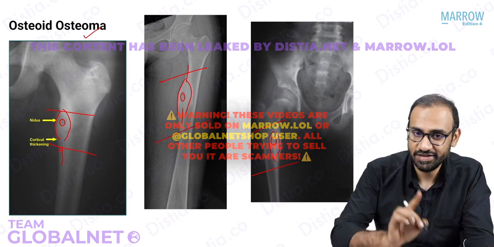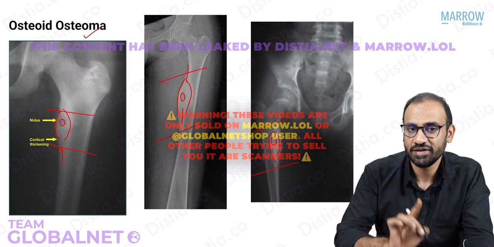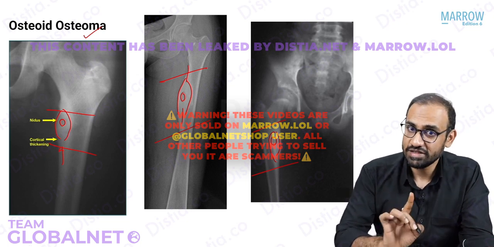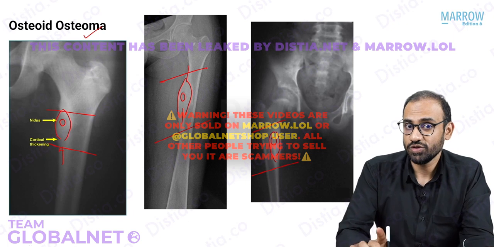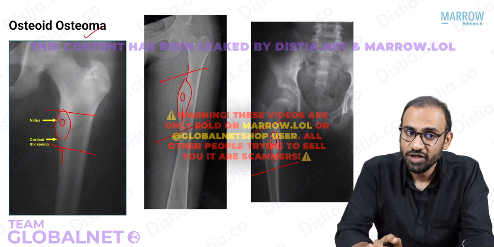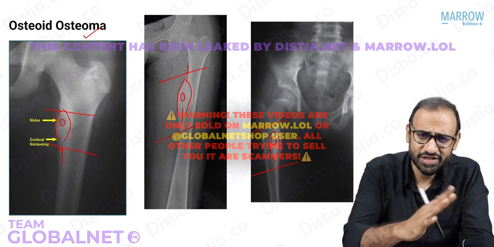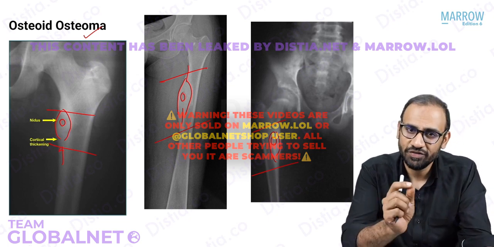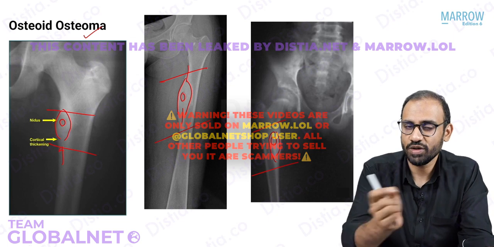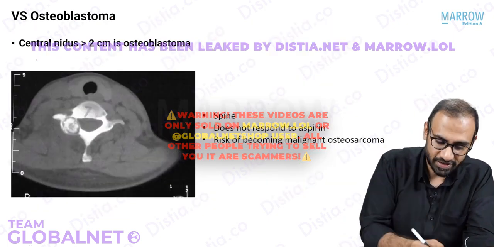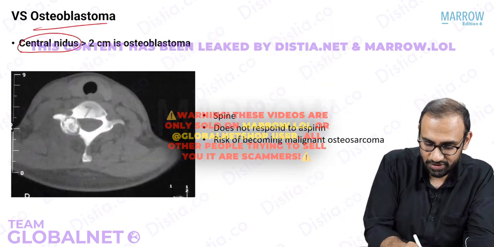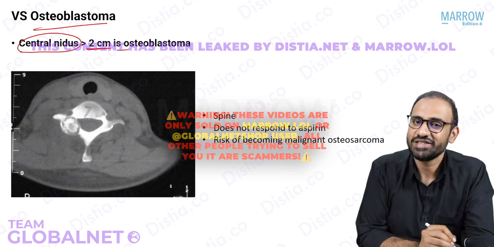The nidus is less than 2 centimeters in size. Patient's pain is at night, which is relieved with aspirin. This is osteoid osteoma. Now, why is it important to know this? Because there is another condition that we have to discuss, osteoblastoma, which is exactly the same as osteoid osteoma with a few important differences. What are these differences? Number one, the central nidus of osteoblastoma is more than 2 centimeters in size.